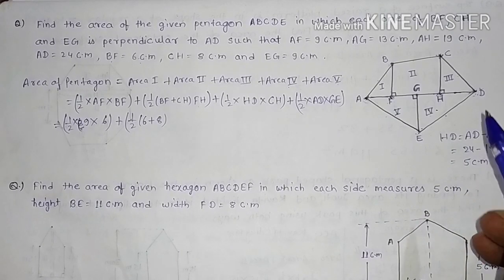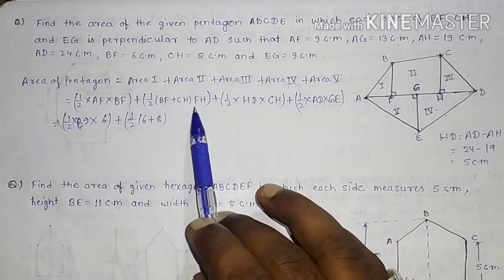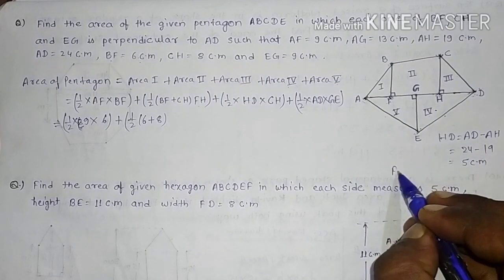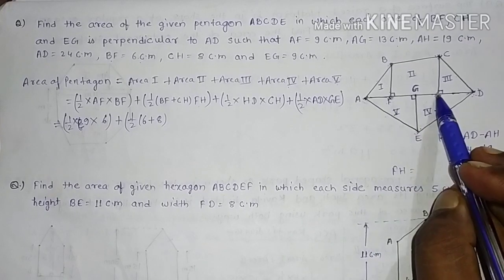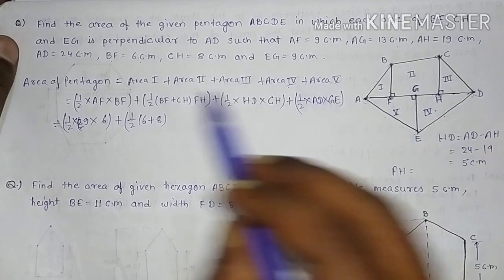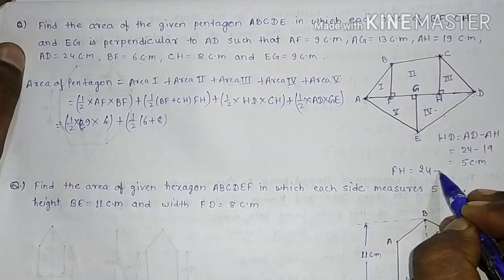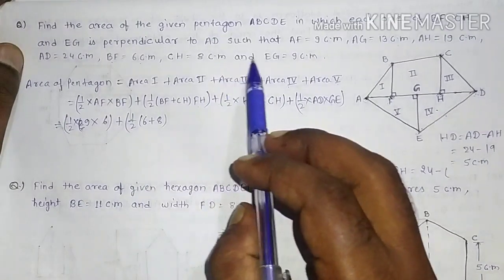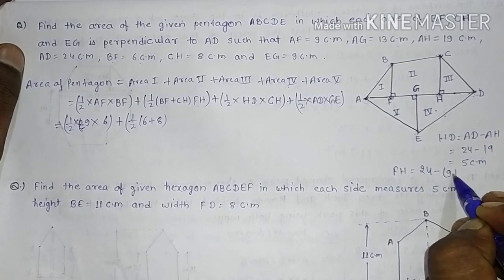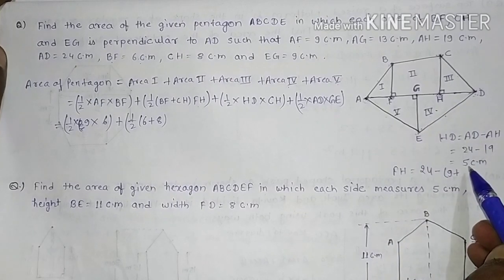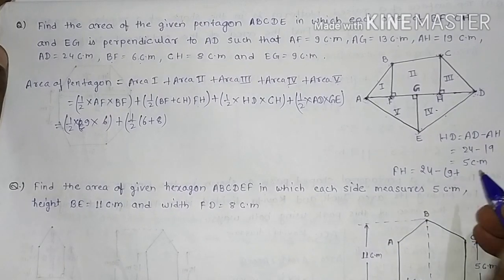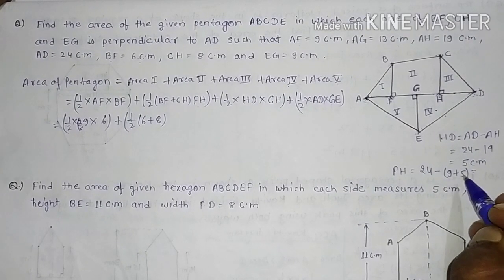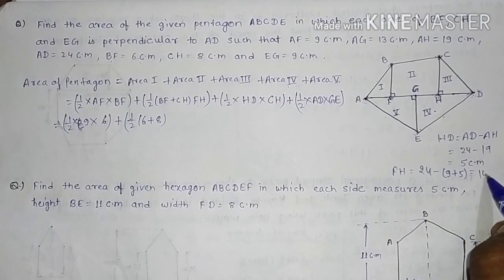What we have to find? We have to find FH. So FH, this length we have to find. So FH equals total AD, that is 24 centimeter, minus the sum of AF and HD. AF is given here, 9 centimeter, plus HD, which we have just found, that is 5 centimeter. So this will be 24 minus 9 plus 5, that is 14. So 24 minus 14, that is 10 centimeter.